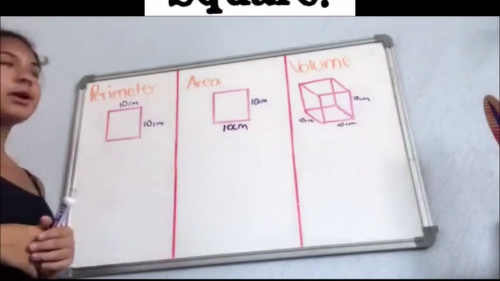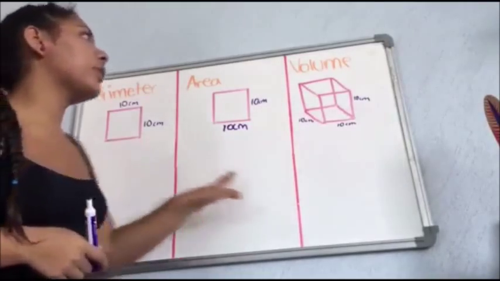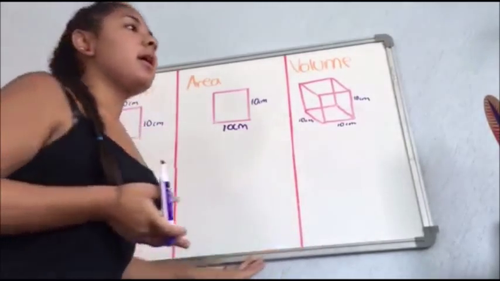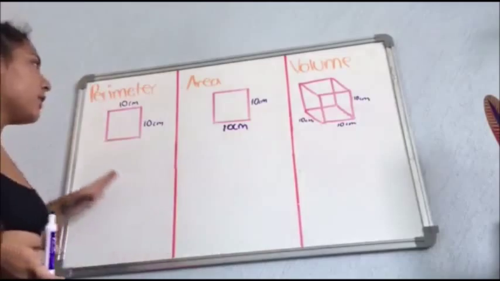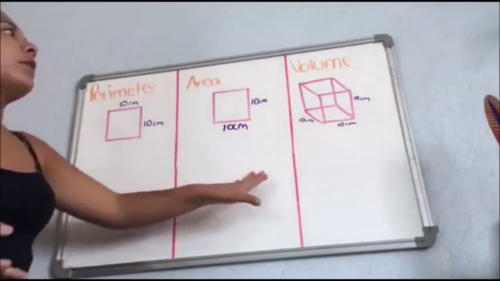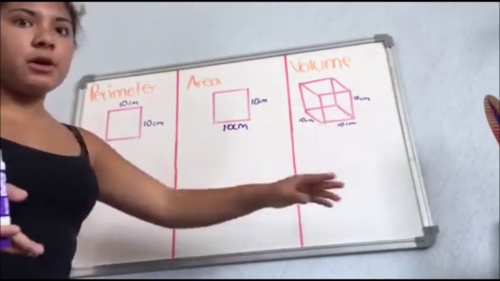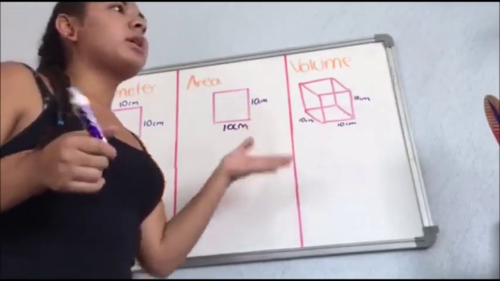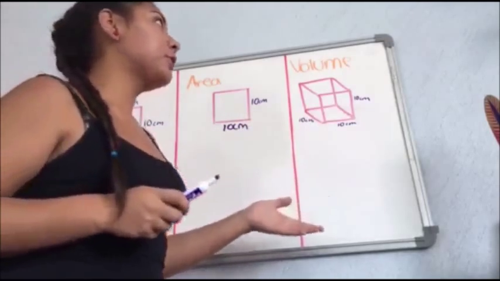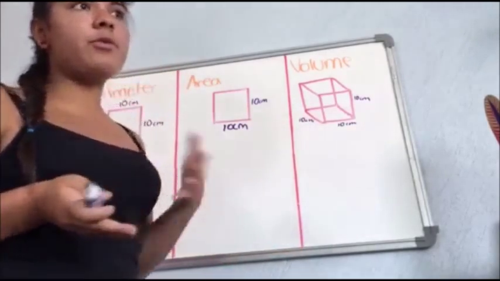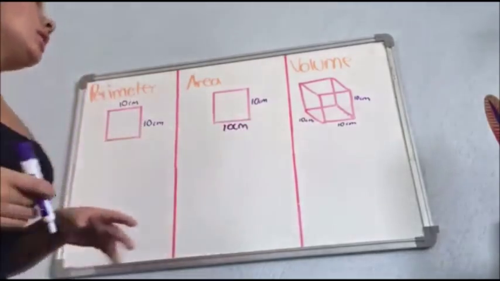So today we're going to learn how to check out the perimeter, area and volume for figures. Let's start with a square for perimeter and area, and for volume, the cube. The cube, because we need a 3-dimensional figure for checking out their volume. Otherwise, we can't check out a volume.